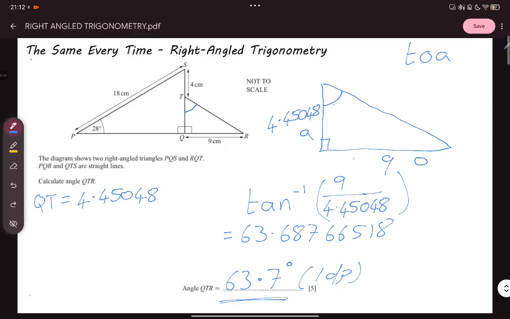So there we are. That was quite a tricky question, wasn't it, with the 2 triangles there? But don't be put off by the fact that it looks difficult and it's worth 5 marks, because all we are doing is splitting it into 2, if you like, separate questions, which are questions that we've seen before, and they're the same every time. We just have to take the answer from one question and use it in the next part.